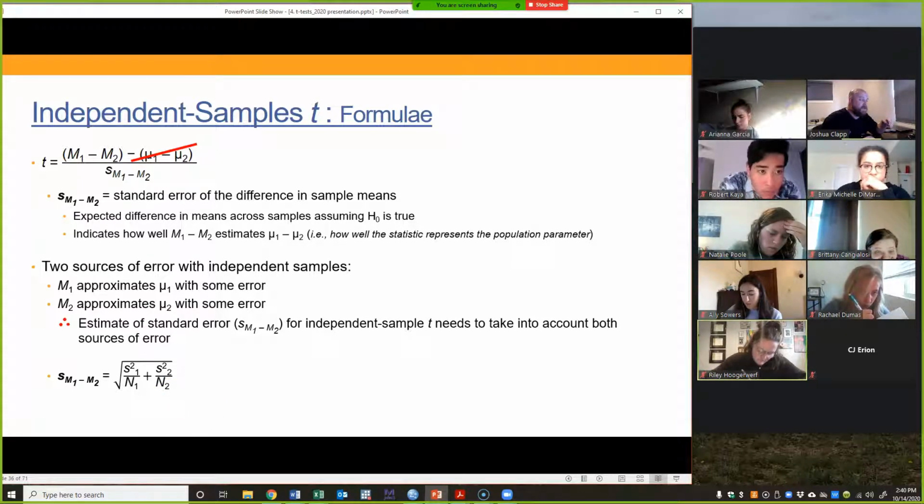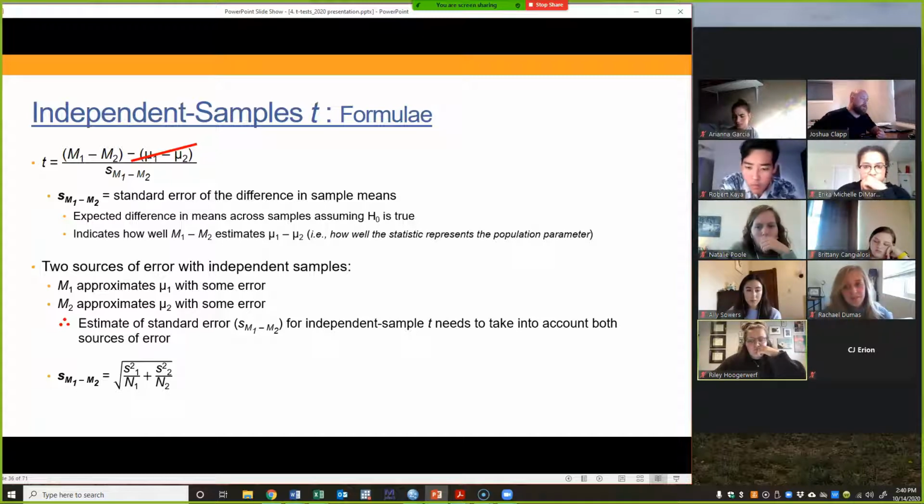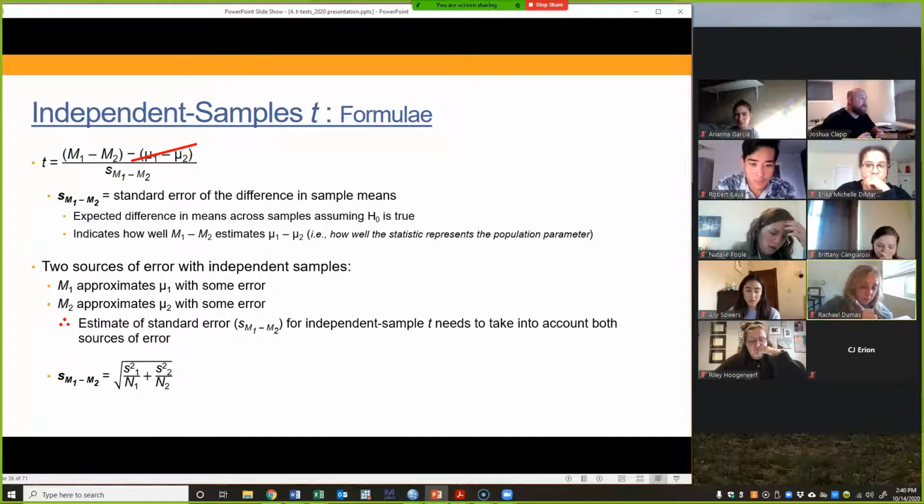Okay, now relative to our single sample test that only took one source of error into account, what were the consequences then for my standard error for my independent sample t relative to my single sample t? What do you think, Rachel? Maybe bigger. Yeah, it's going to be bigger, right? It's always going to be bigger. And this is one of the things that makes our independent sample t, for example, have less power than a paired sample t, which is only taking in one source of error, right?